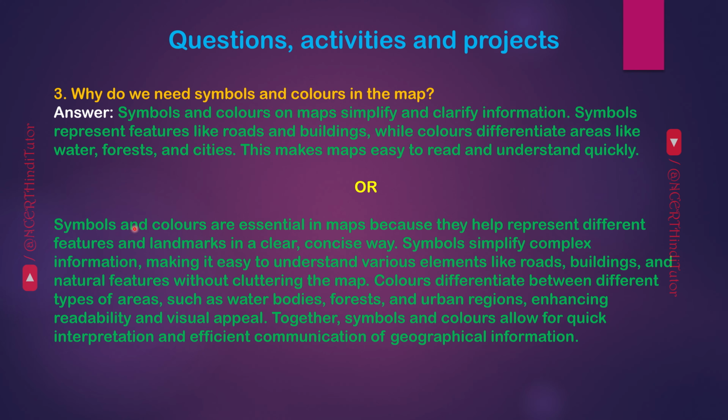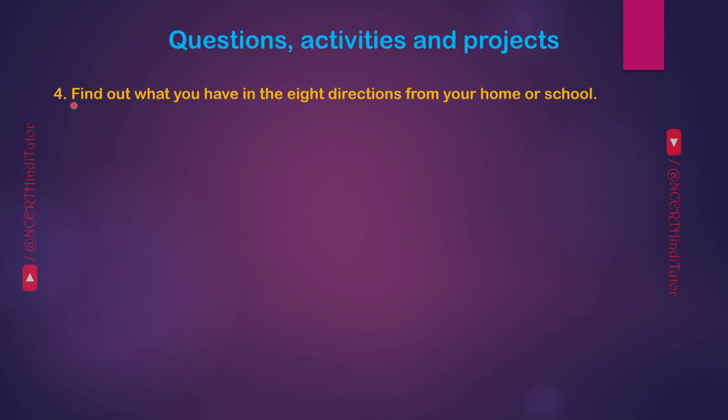Or, symbols and colors are essential in maps because they help represent different features and landmarks in a clear, concise way. Symbols simplify complex information, making it easy to understand various elements like roads, buildings, and natural features without cluttering the map. Colors differentiate between different types of areas, such as water bodies, forests, and urban regions, enhancing readability and visual appeal. Together, symbols and colors allow for quick interpretation and efficient communication of geographical information. Question 4.